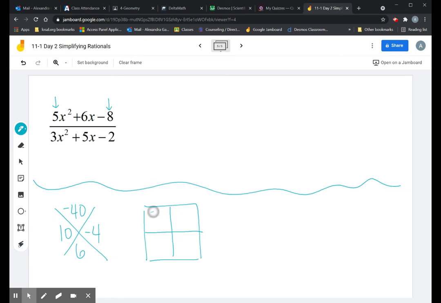I'll go to the box. It's 5x squared. Then the last term in the last box. And I'm going to use 10x and negative 4x in my other boxes. So along our first route here, we're going to factor out a 5x. That's the GCF of those two. And then I'll go 5x times x gives me 5x squared. 5x times 2 gives me 10x. It's 5 times 2. And then x times negative 4 gives me negative 4x.